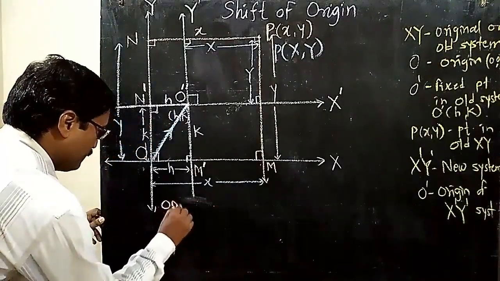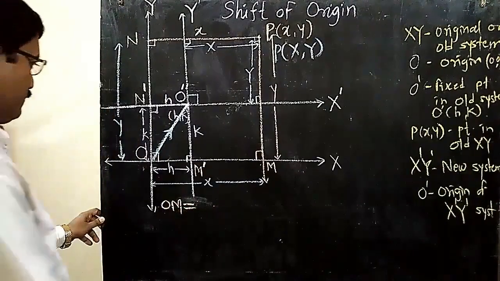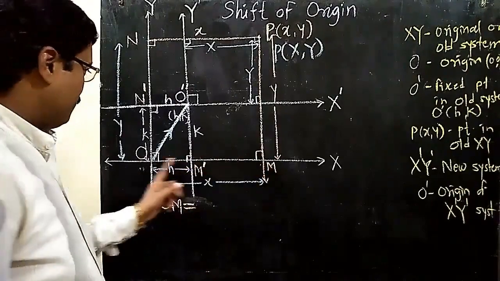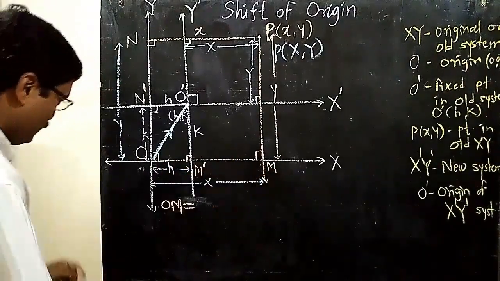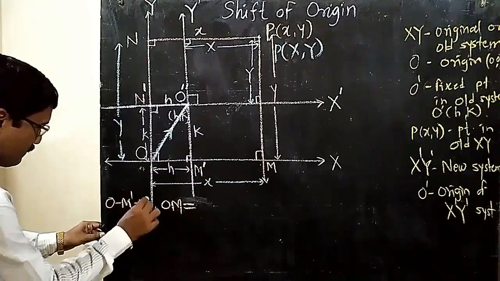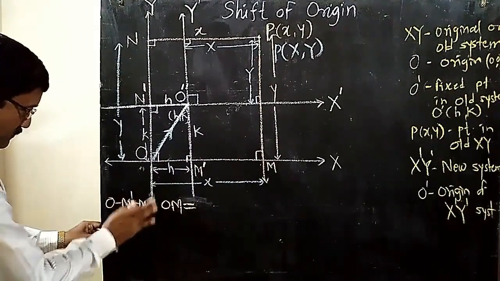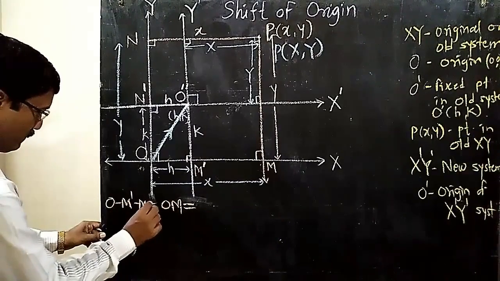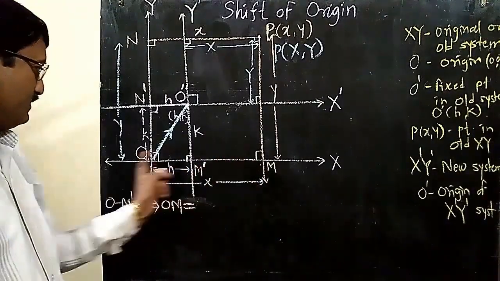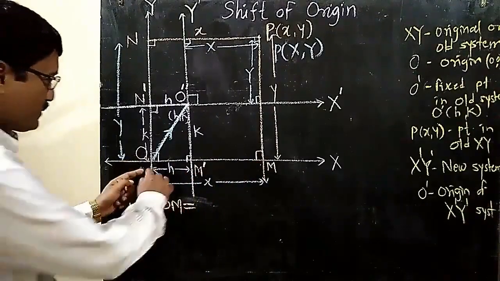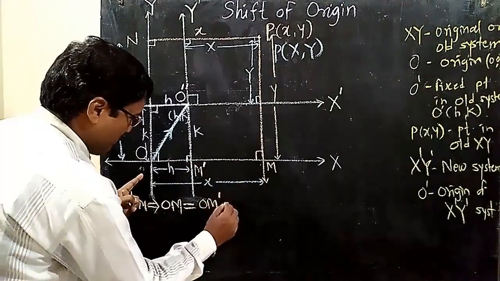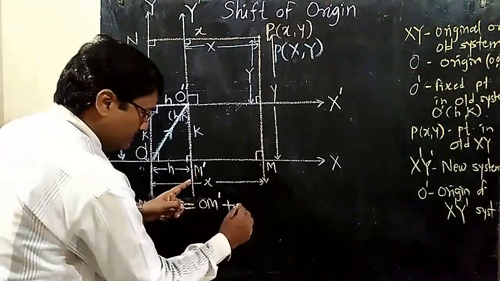this OM is nothing but OM. Here M' is between O and M. It means O, M' and M are collinear. These 3 points, O, M' and M, are collinear. So distance OM is nothing but OM', by collinearity of points, OM' plus M'M.